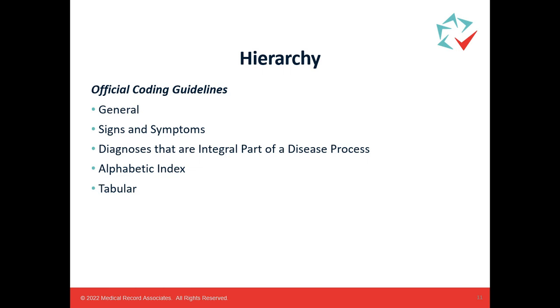After that, we get to the official coding guidelines. That includes your general coding guidelines, your signs and symptoms, diagnoses that are integral part of a disease process, your alphabetical index, and your tabular. So again, this is the second rung from the top on the ladder, the official coding guidelines. That follows the conventions.